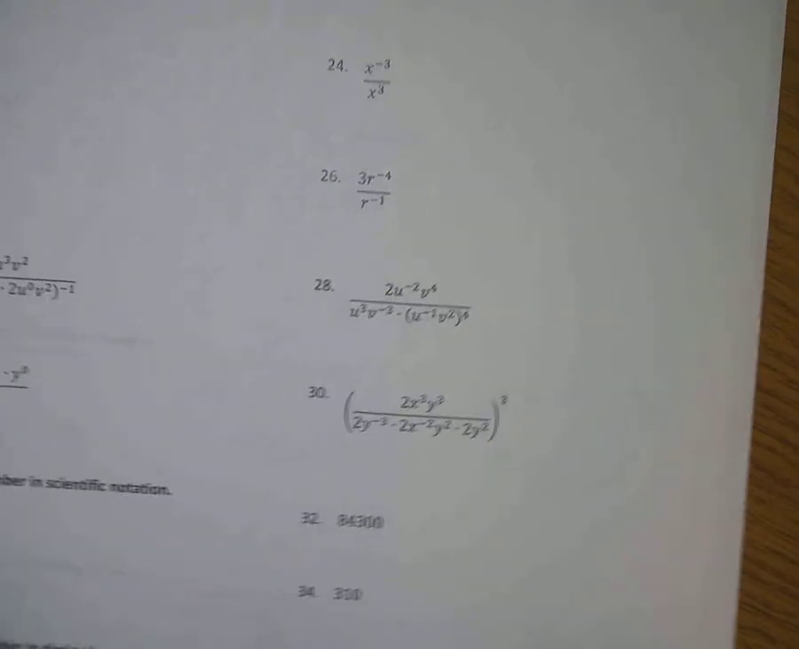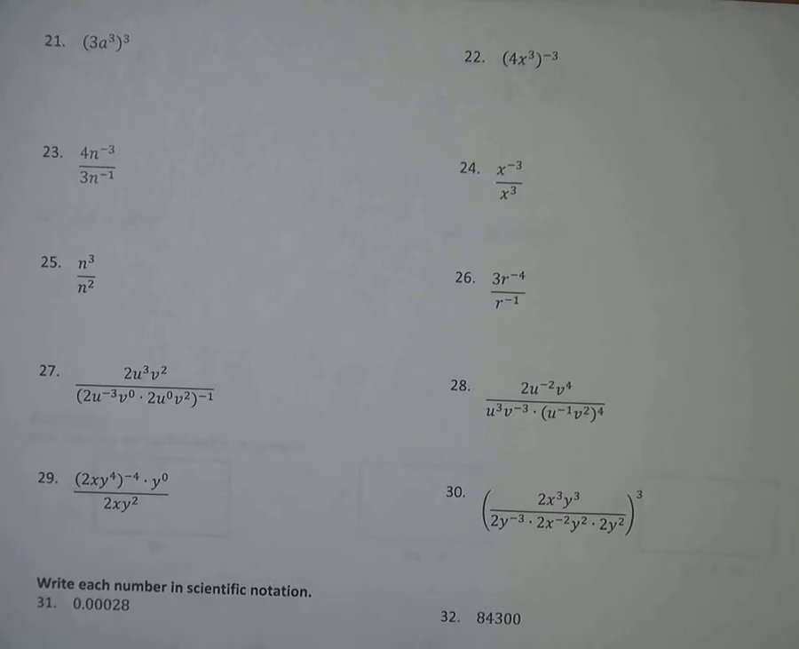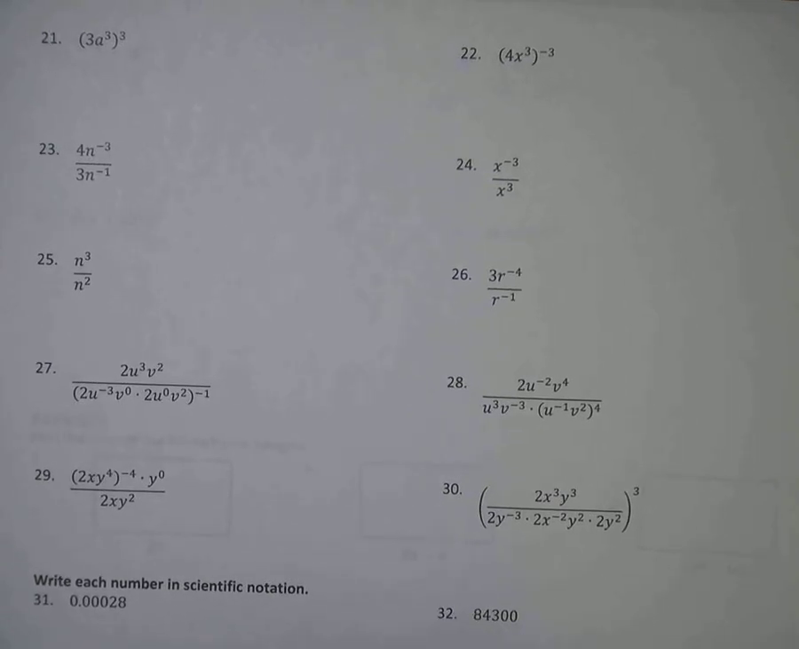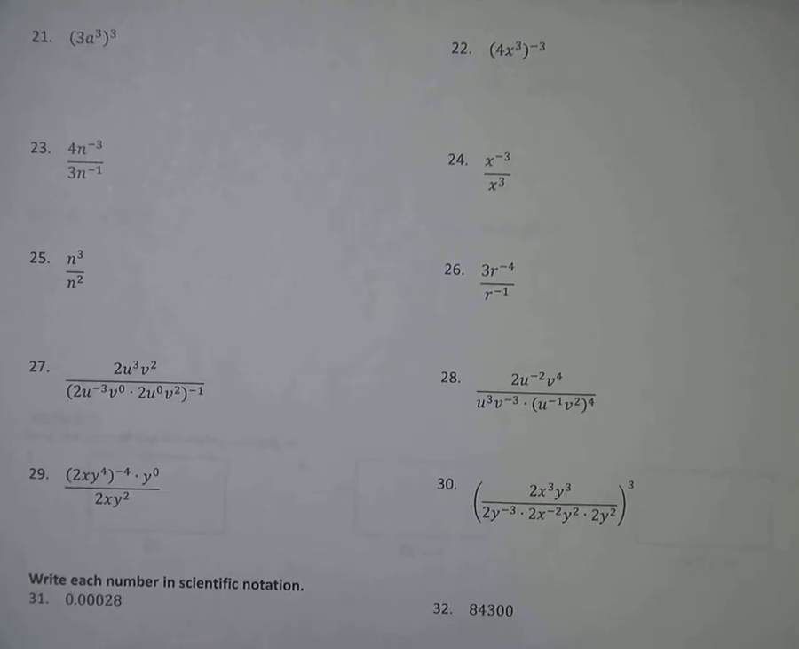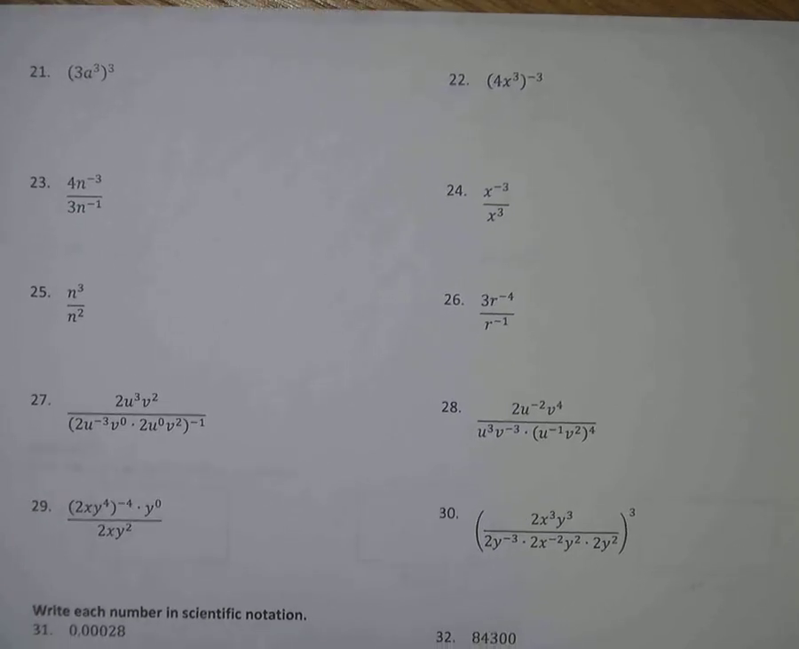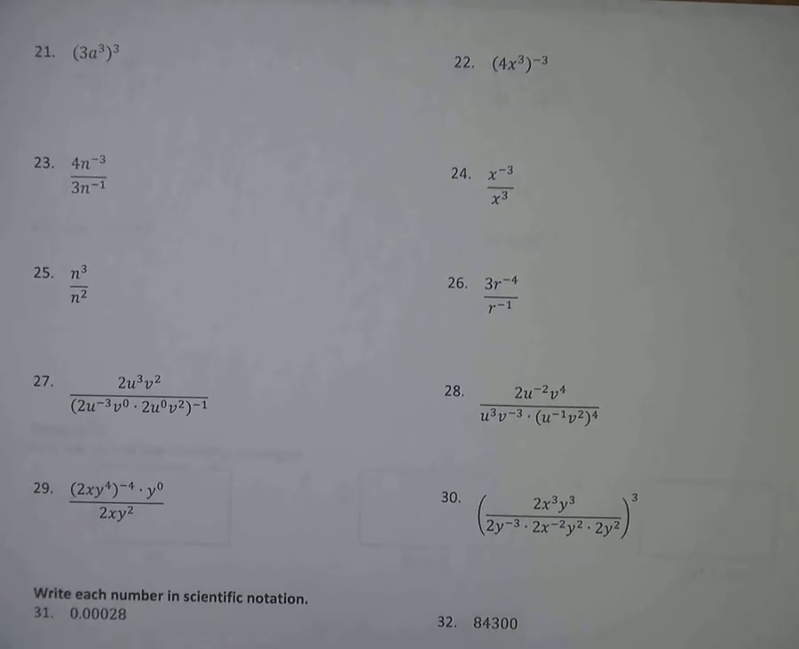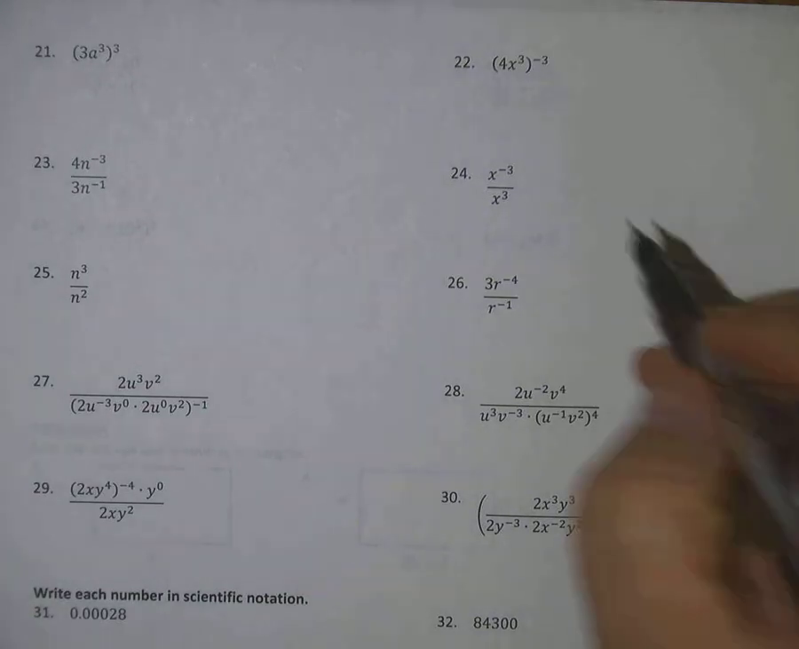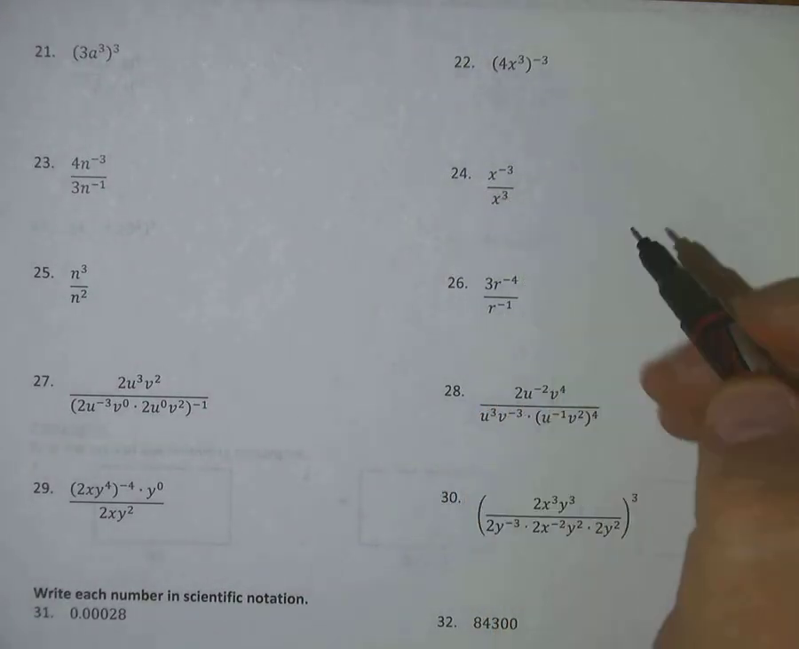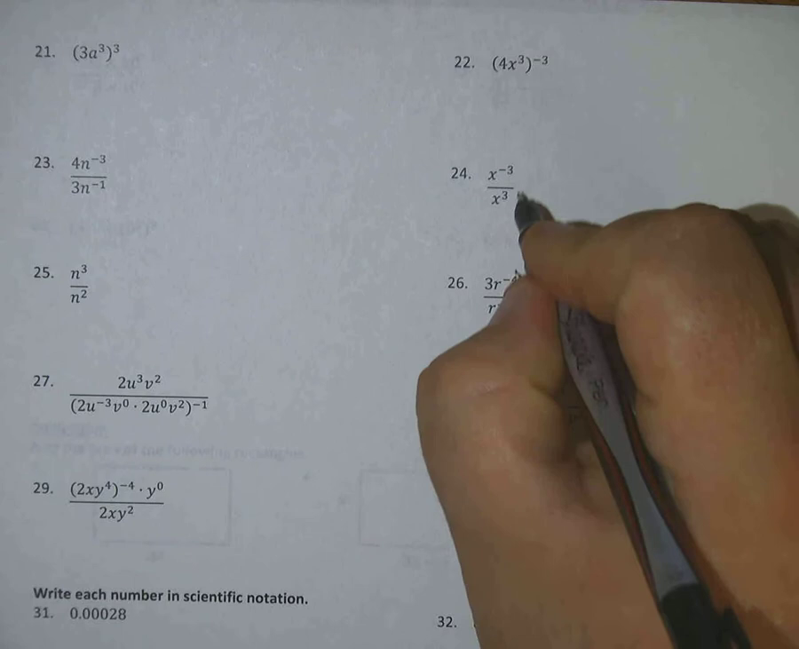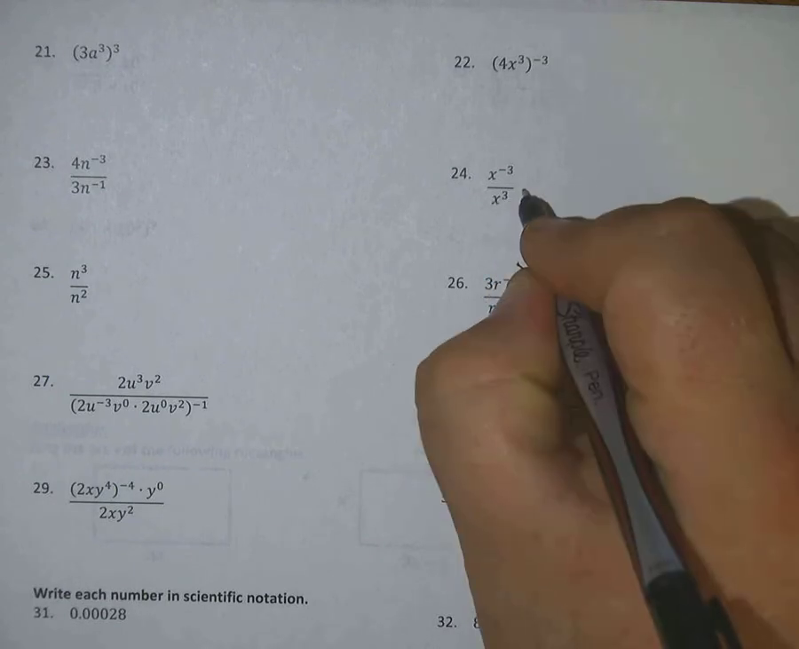Okay. There's a lot more of these. This is mainly what we did in this unit, is we dealt with all the different properties of exponents. So I'm going to do probably 2 more here. I'll do one of these division ones. Let's look at this one right here, number 24. I have x to the negative 3rd over x to the 3rd.